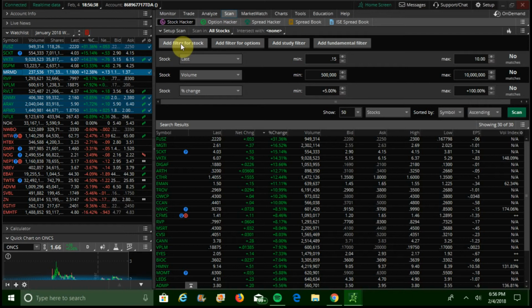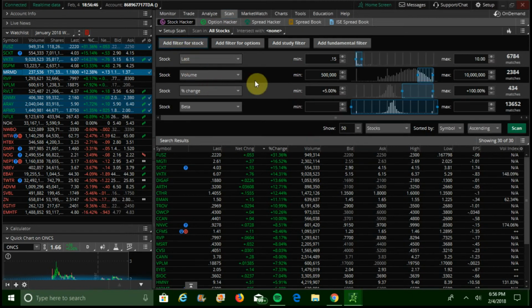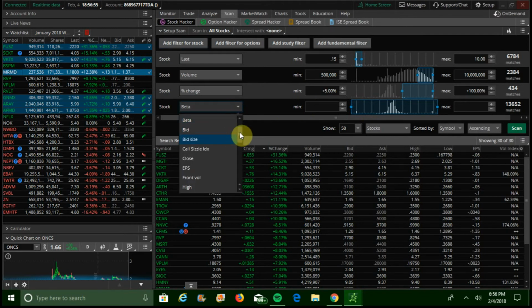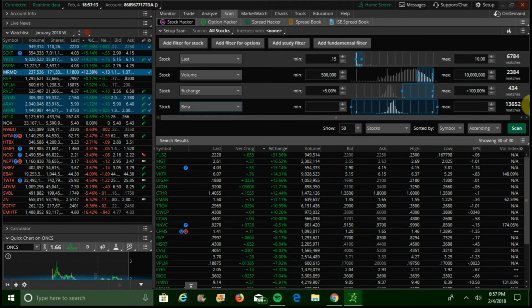So what you do is on the Thinkorswim trading platform, you go to add filter for stock, which is right here, and then you'll get a filter that will come up like this one has come up right here. I don't use beta, I don't use bid, even though bid and ask are probably really good to use. I don't use those two, but depending on which filter you use, whether it's earnings per share or volume or the high, the low, the mark price, net change, whatever filter you use, they're going to ask you to give a certain parameter.